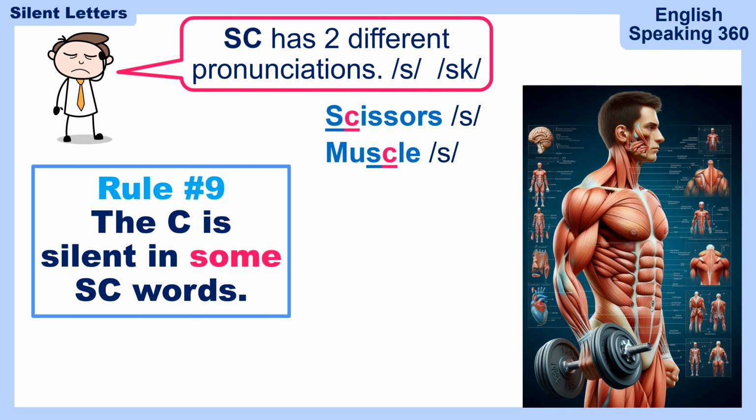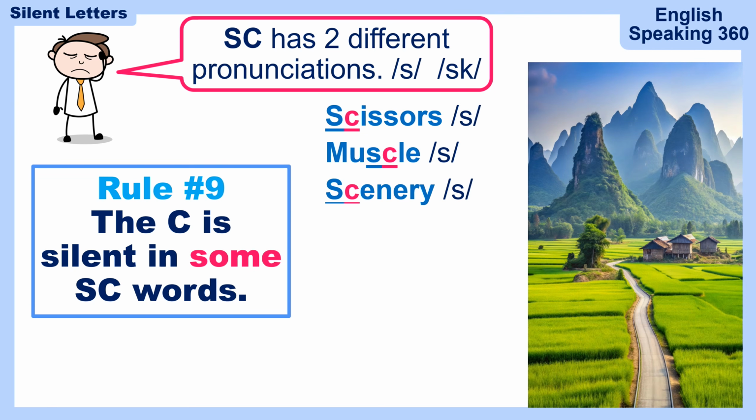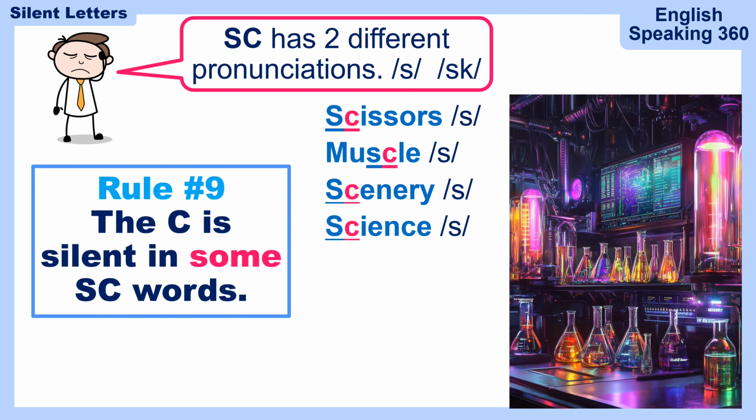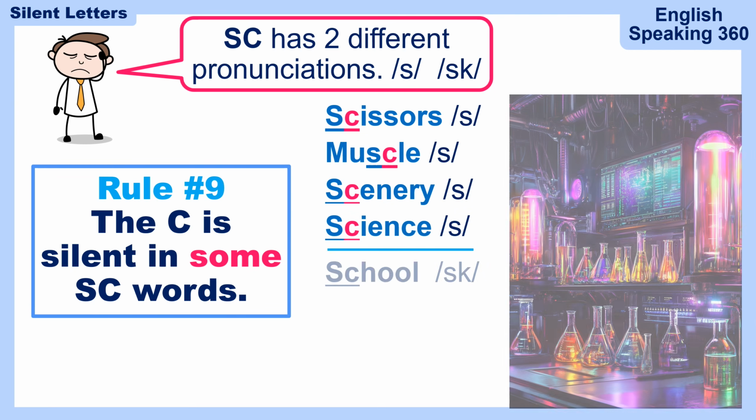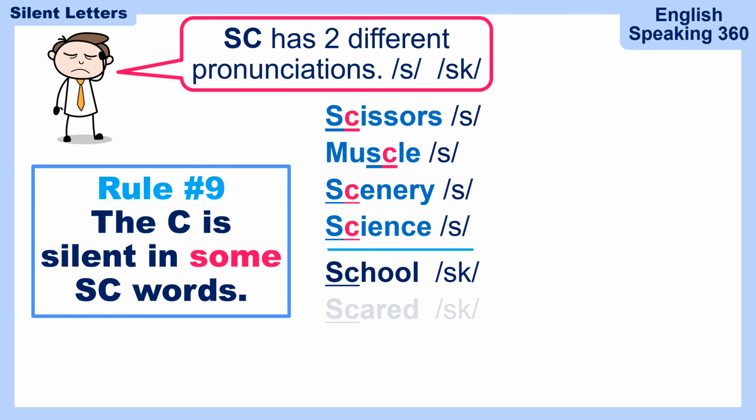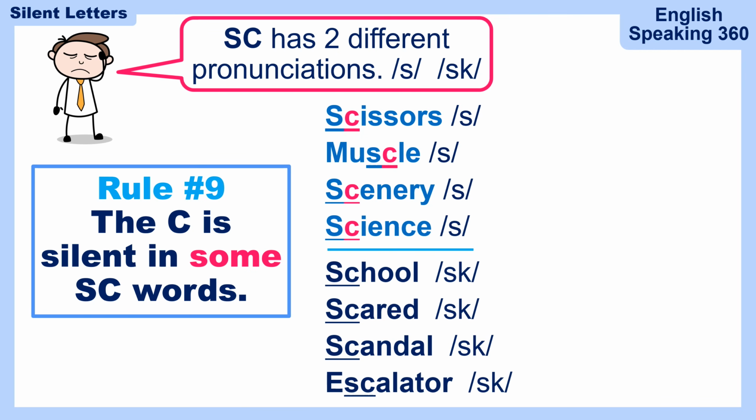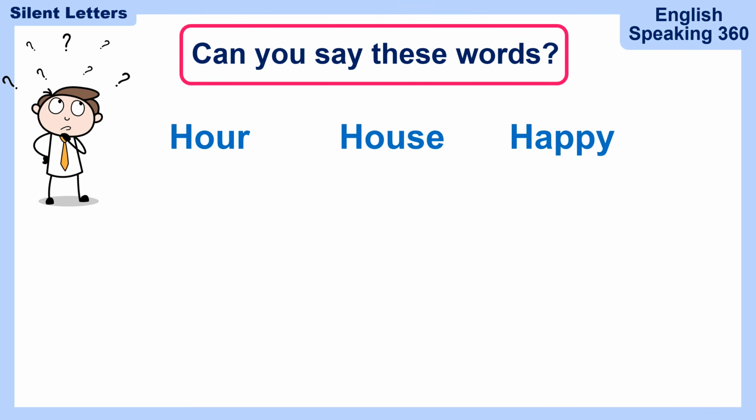Muscle. We do not say muscle. Scenery. Science. However, we say school, scared, scandal, escalator. In those 4 words, the C is pronounced. It is not silent.